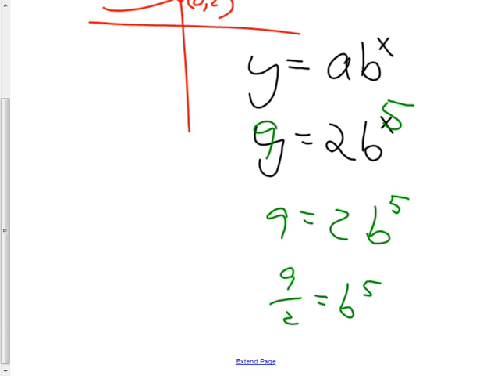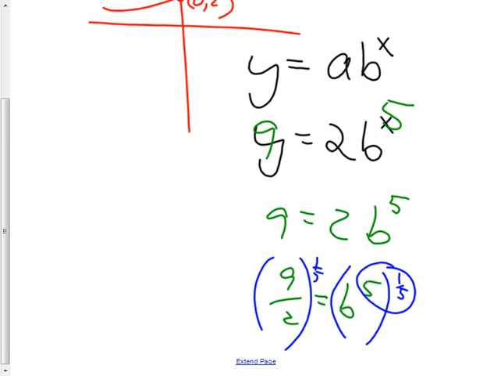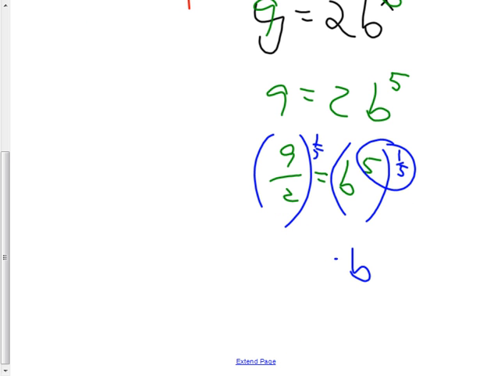It's not that bad. Wouldn't you agree that if I was b to the first, that I would be done? Because b to the first is b. You know what to do? You're exactly right. If you put this to the 1/5 power and this to the 1/5 power, that times that makes 1. So it's b equals 9/2 to the 1/5. That is a really awful looking answer, but it is totally right.